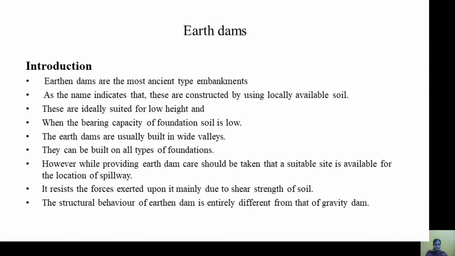So earth dams. Earth dams are the most ancient type of embankments. As the name indicates, these are constructed using locally available soil and they are suitable for low height and where bearing capacity of soil is low. Earth dams resist the force mainly due to shear strength of soil, whereas gravity dams resist the force by their own weight.